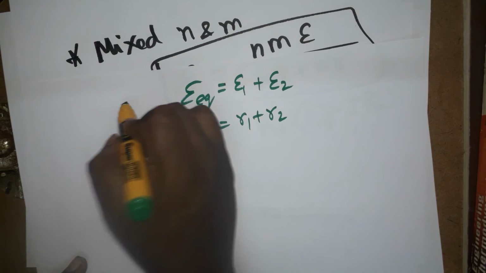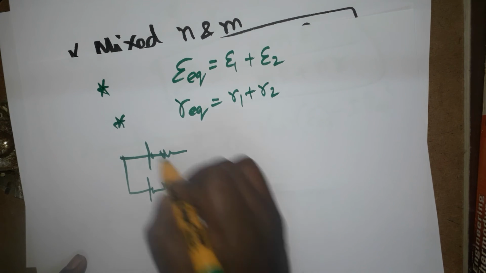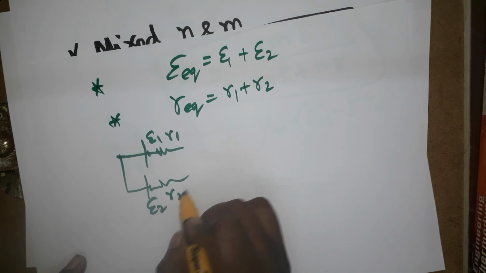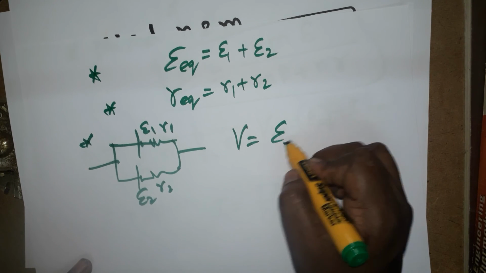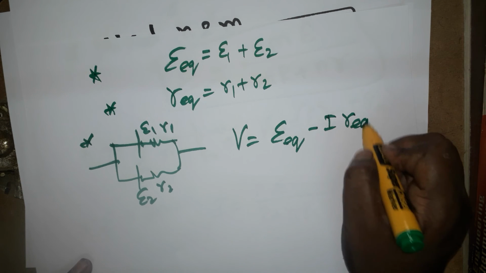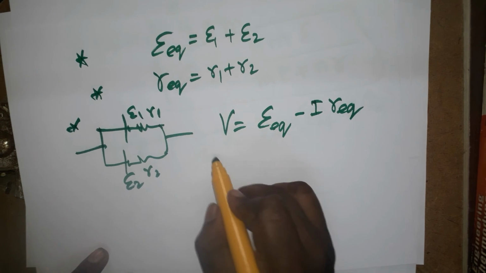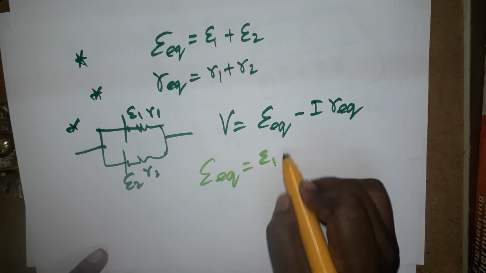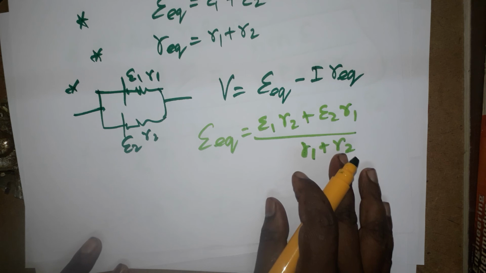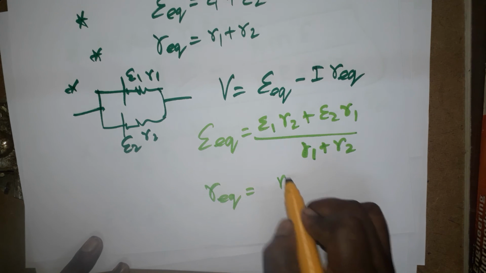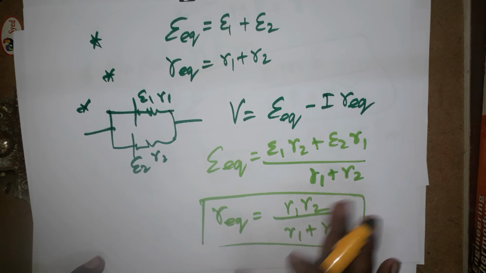It's very simple. The next formula: two EMFs in a parallel connection, EMF 1 with R1 and EMF 2 with R2. Now V is equal to the equivalent EMF minus I times the equivalent resistance. Also you need to know the equivalent EMF. It is going to be (EMF 1 R2 plus EMF 2 R1) divided by (R1 plus R2), and the equivalent resistance will be R1 R2 divided by (R1 plus R2). This is the series and parallel EMF equation.